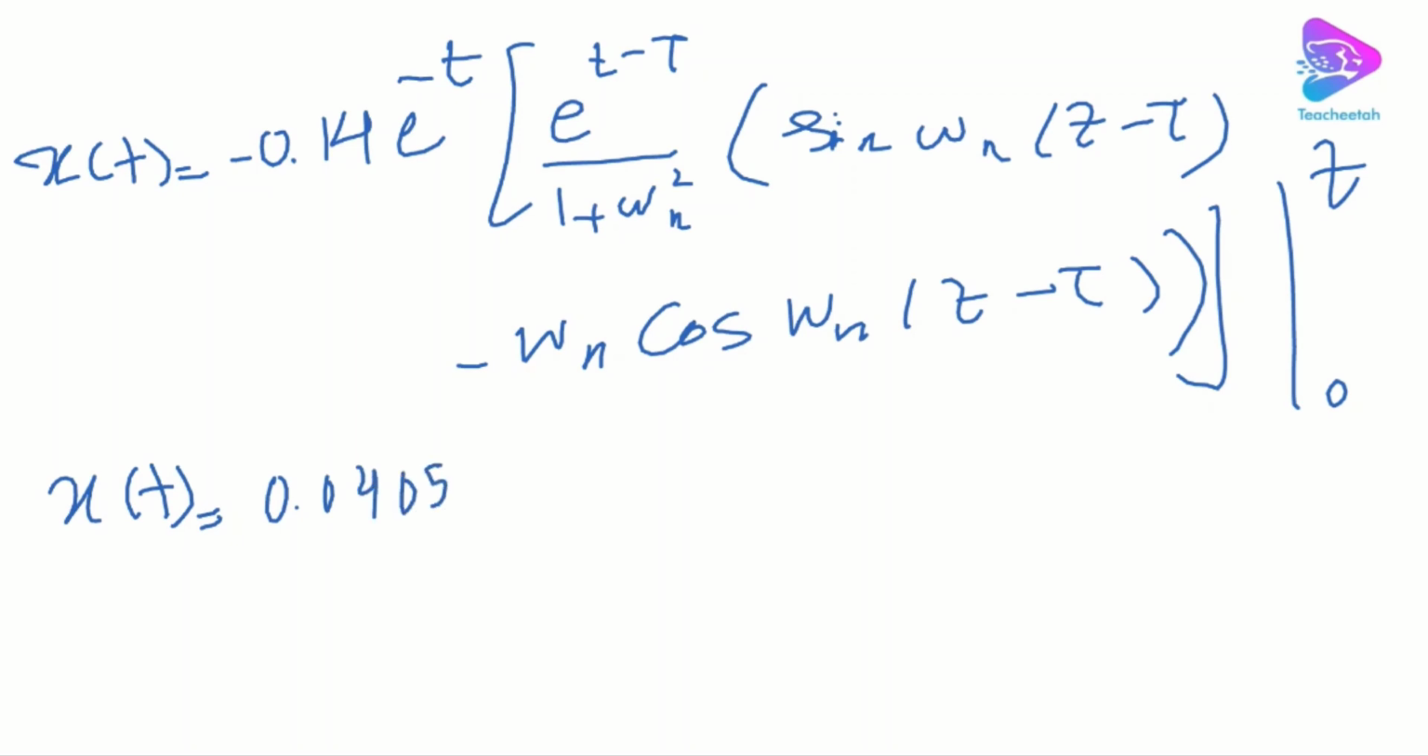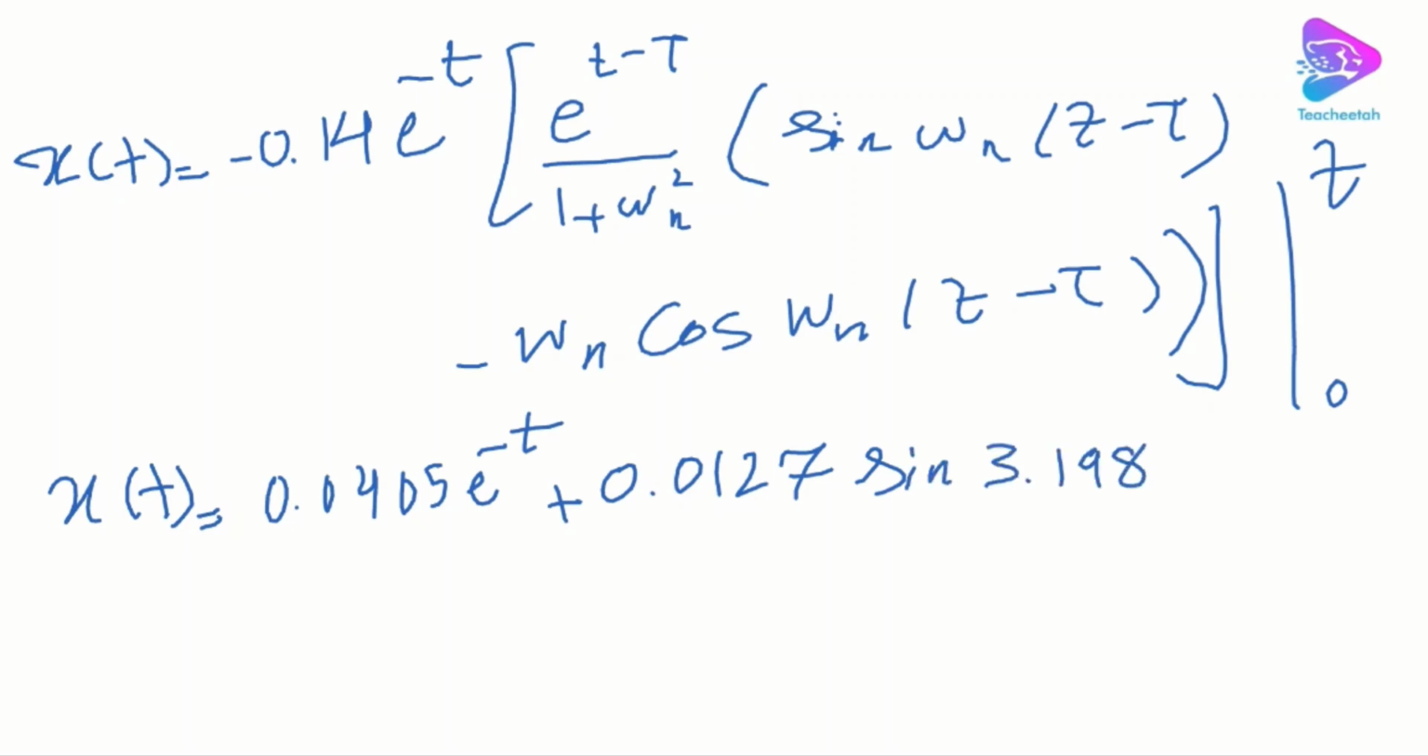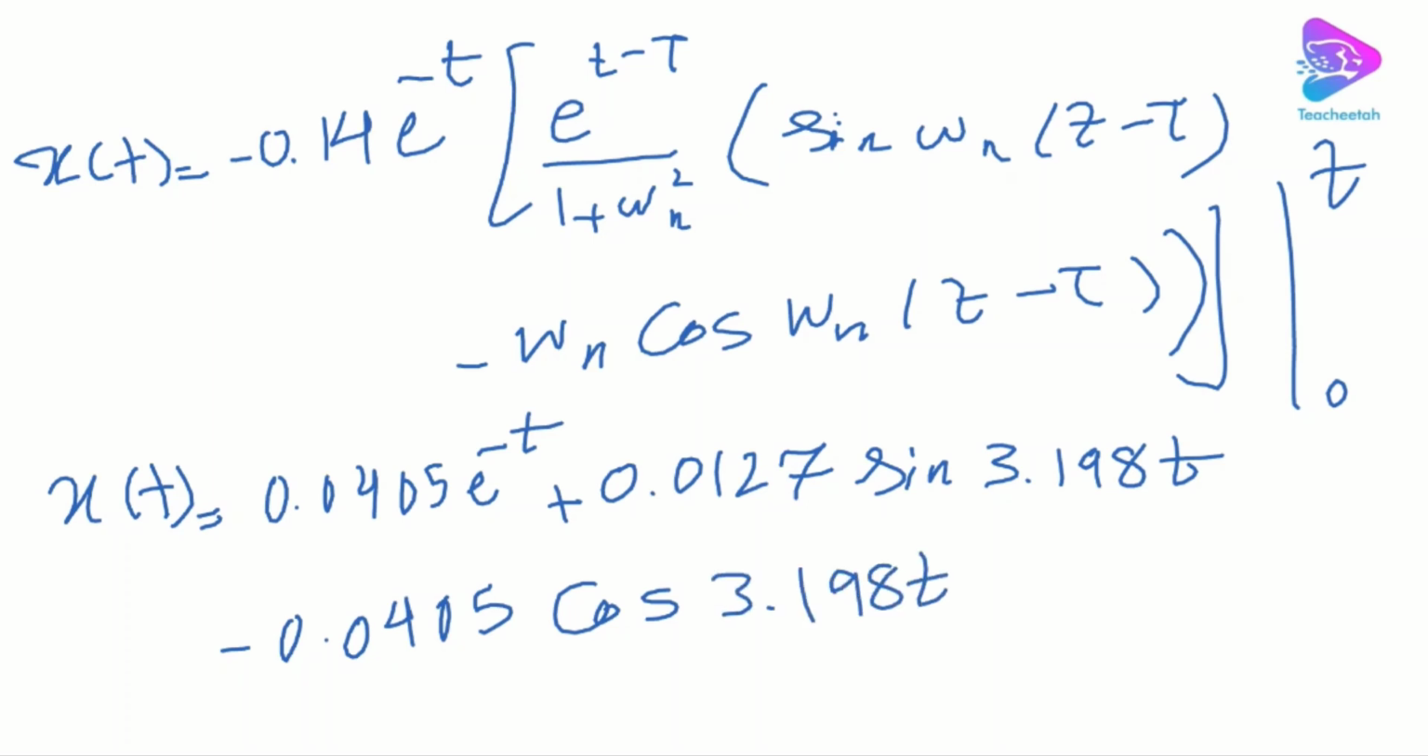0.0405 e^(-t), and for sure you can double check my calculation, plus 0.0127 sin(3.198 t), which is our frequency, and 0.0405 cos(3.198 t), right? So this is the final response of the system, and like I said, you can double check my calculation.